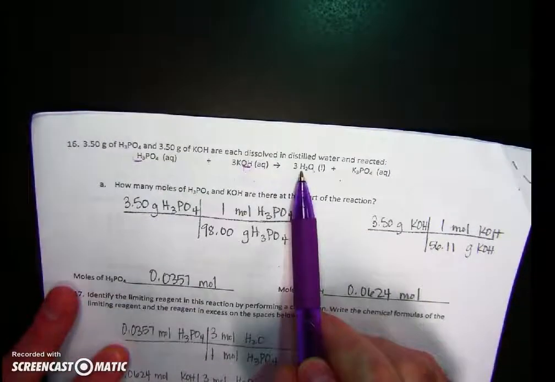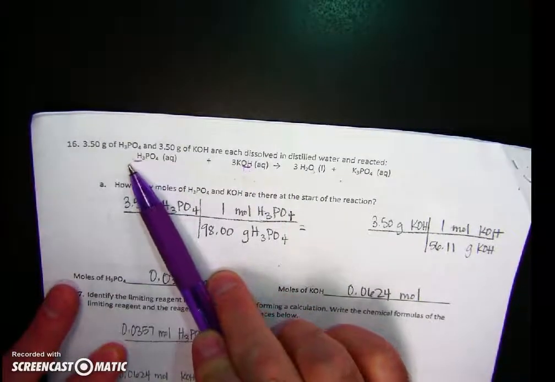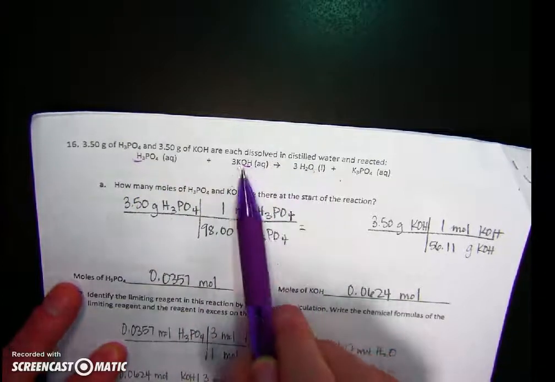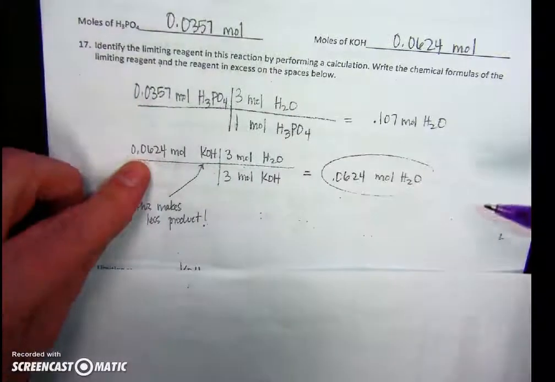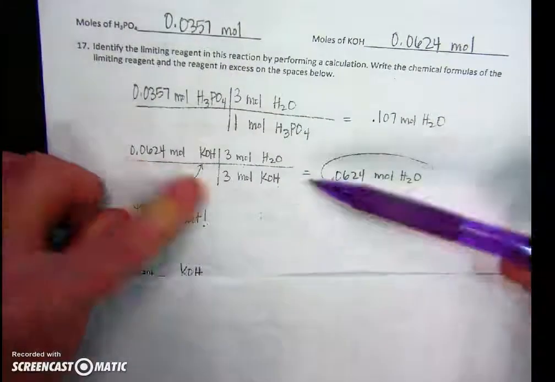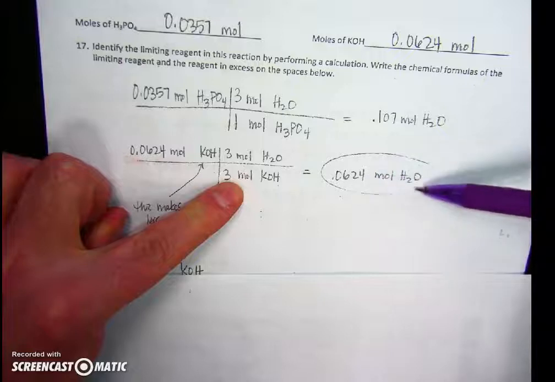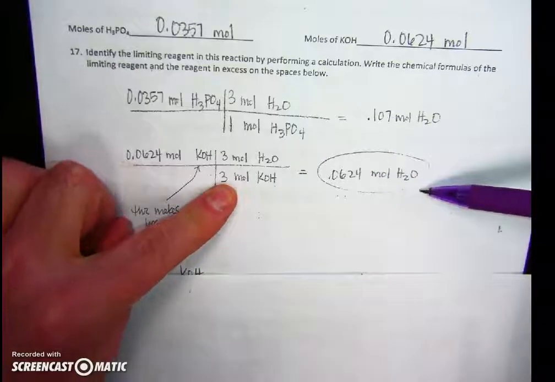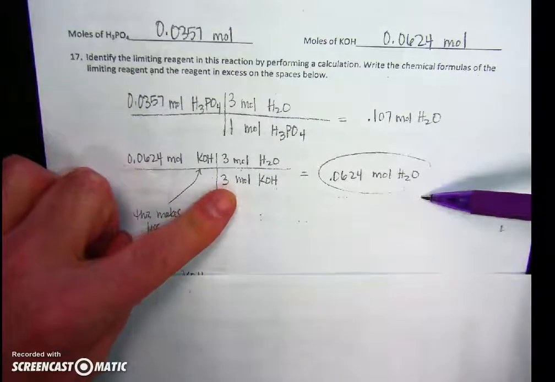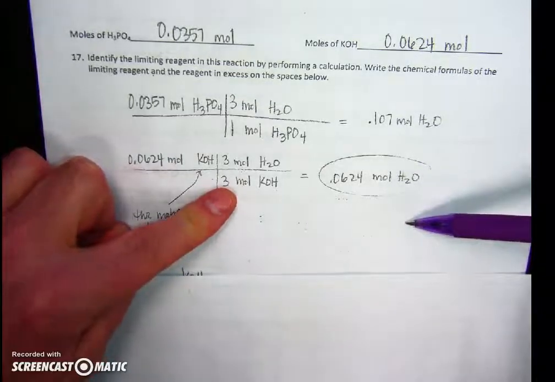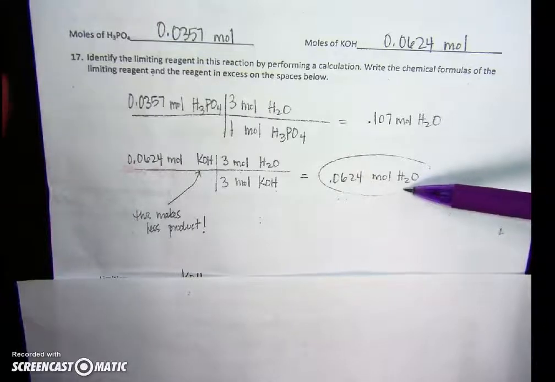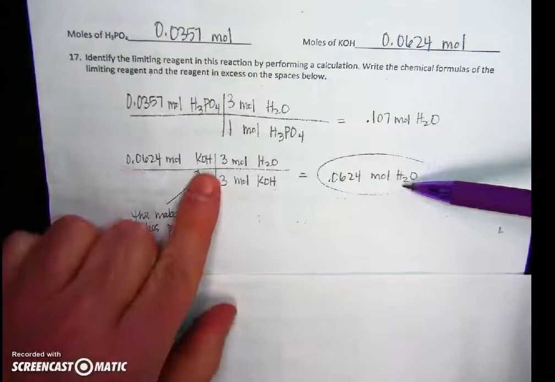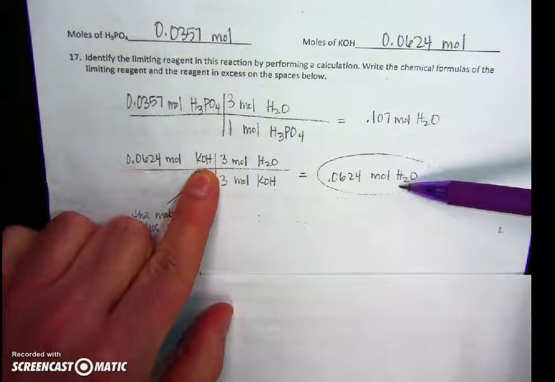And that's because there are 3 moles of water made for every 1 mole of acid, and 3 moles of water made for every 3 moles of base. When she uses the base, KOH, as her starting point, she gets 0.0624 moles of water made. Now, they cannot both be right. You get one or the other. And the correct answer has to be the smaller of these 2 numbers. Therefore, KOH must be the limiting reagent.